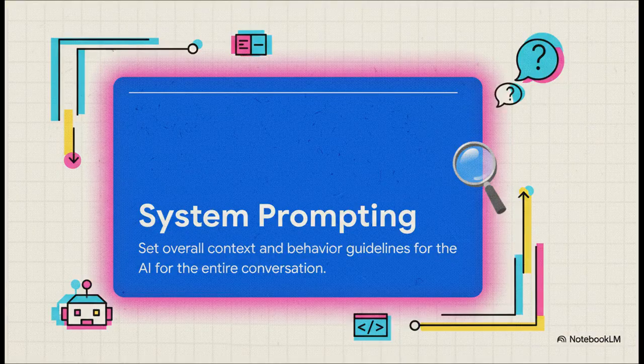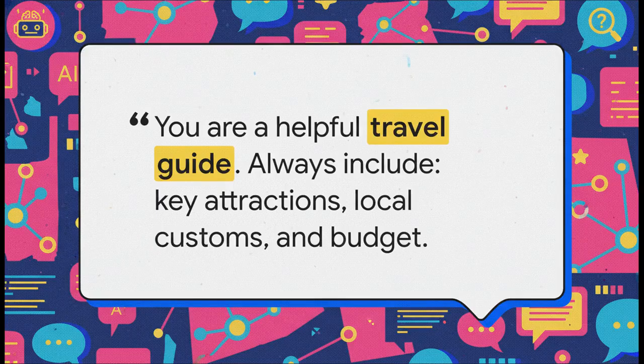And finally, let's talk about the ultimate director's tool, the system prompt. Think of this as a top-level instruction that defines the AI's core job and the rules of engagement for your entire conversation. It's like you're writing its job description before you even start talking. A system prompt like this, for instance, creates a super reliable persona. Now, no matter what destination you ask about, the AI will always give you the info in this exact structured way. Why? Because you set the rules of the game right at the start.